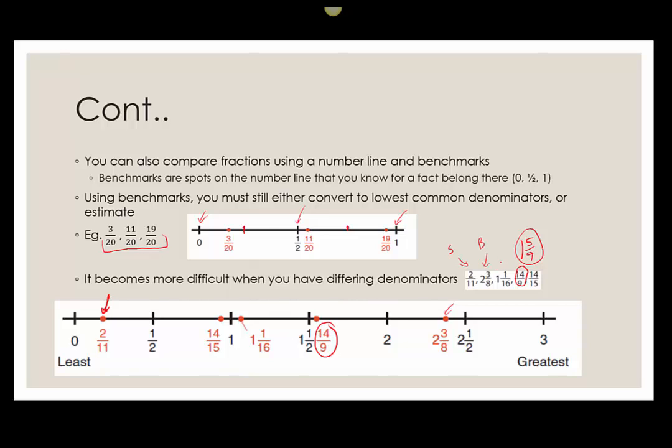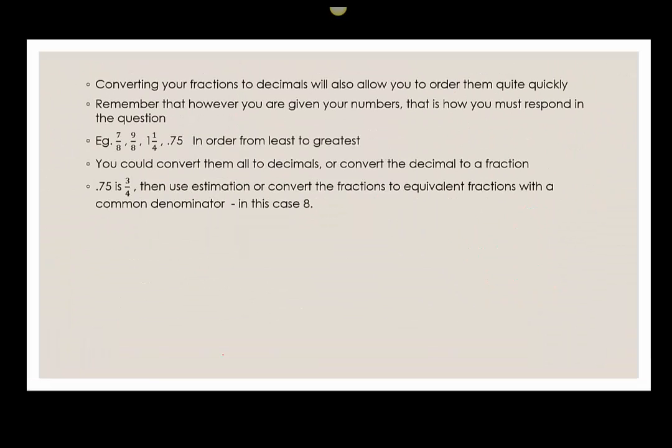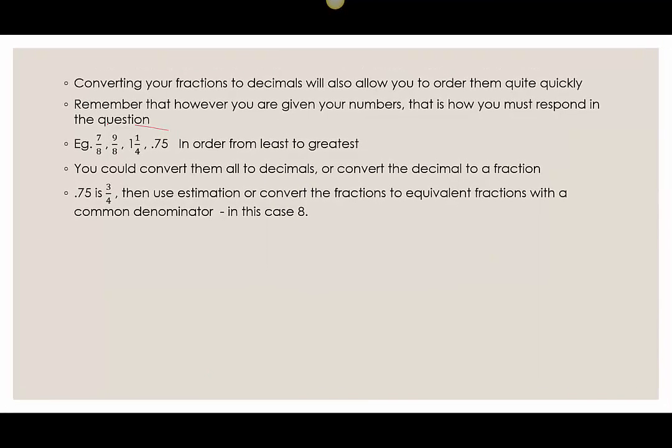So that means that the only one left is this 14/15. Okay, so 14/15 is almost 1, so that's why it's been put right here. So converting your fractions to decimals also allows you to order them quite quickly. So remember that, as I mentioned before, when you're given a set of numbers, you need to give them back in the same way. So if we look at this set of numbers here, okay, so we have multiple denominators and a decimal in here, and they want you to order them from smallest to biggest.